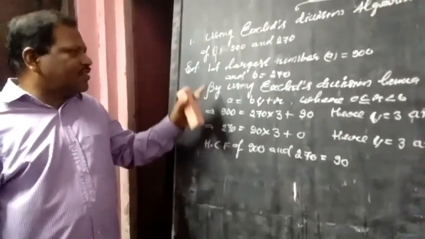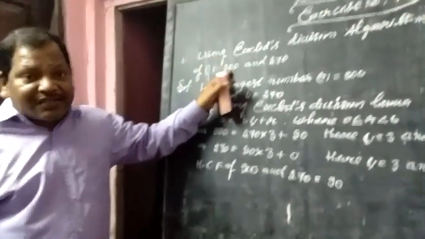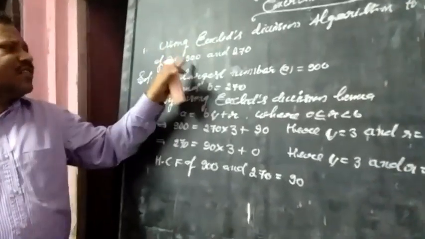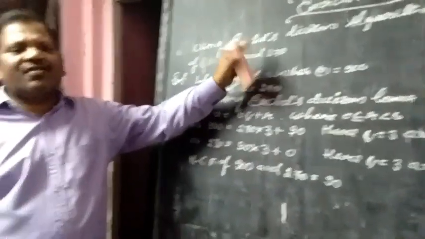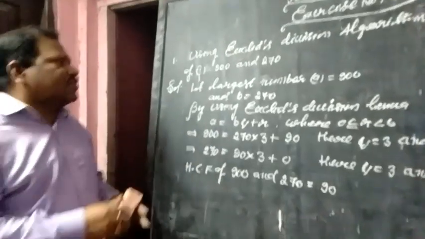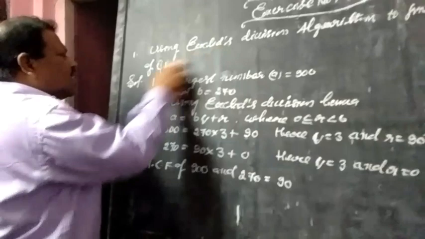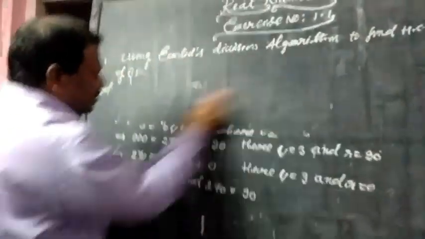Understood? Clear? Very simple, by using the division algorithm. First you have to select the largest number, then select the smallest. The largest number is A and the smallest number is 270, by using Euclid's division lemma. Next, the second sum is also there. What is the second sum? Now the second sum, again I have to explain.